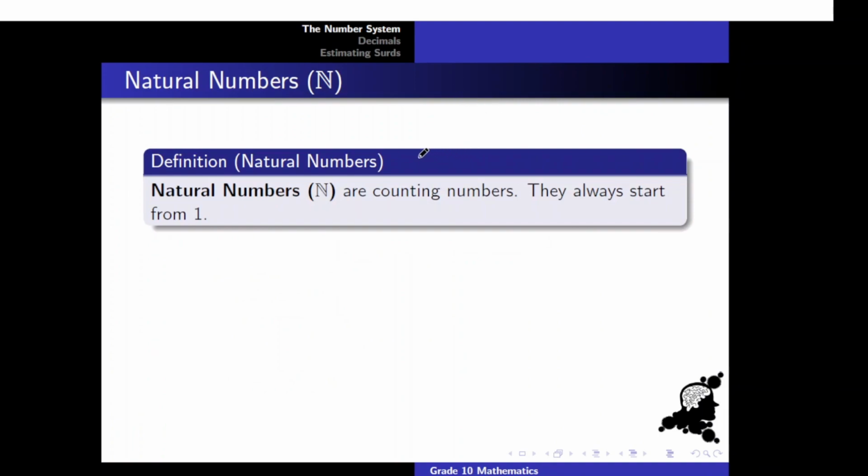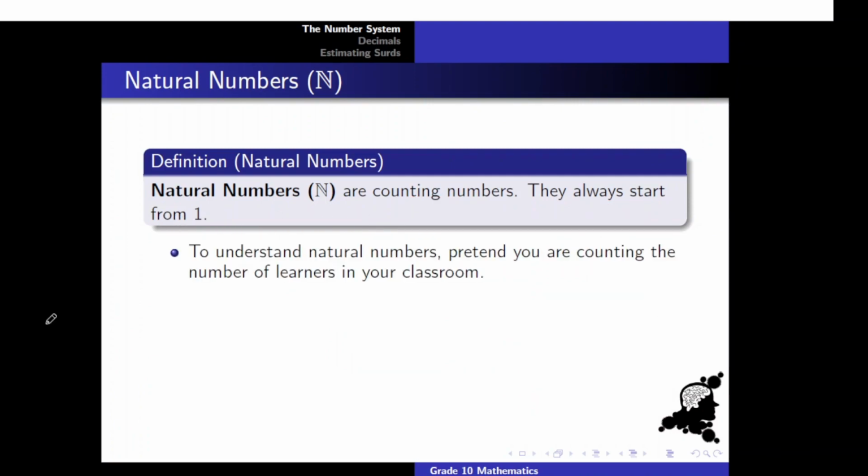Now let's have a look at the first type of numbers. We've got natural numbers. What are natural numbers? Well, natural numbers are counting numbers. And natural numbers, take note of this, must always start from 1. Now, one way I like to think about this is, count the number of learners in your classroom. Where do you start counting from? You always start from the number 1. You will say, this is position 1, position 2, and that's how you continue counting.